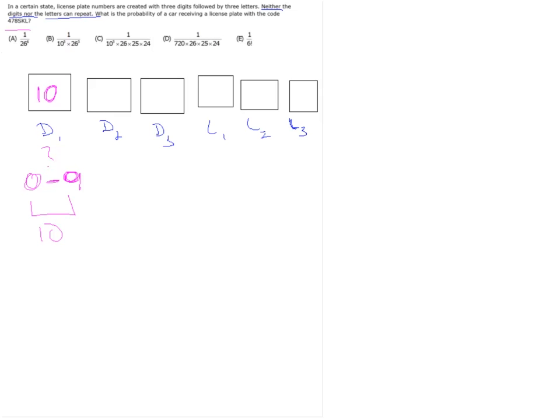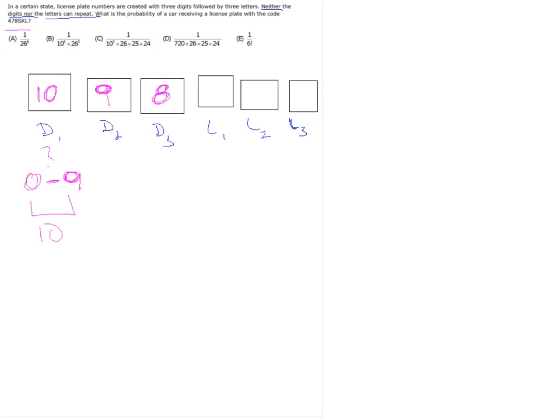Okay? Now, we can't repeat any digits, so for digit number 2, we're going to be less 1. Right? We don't care which one we used, but we're going to be less 1, which means that we'll now have 9 possible digits. Okay? And I think you can see the pattern here. For digit number 3, we're going to have 8 possible digits.